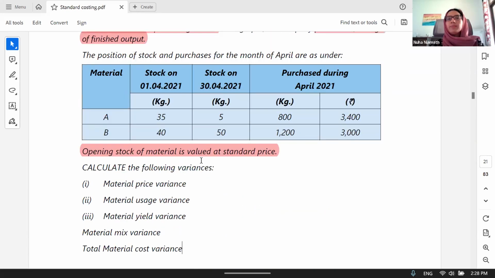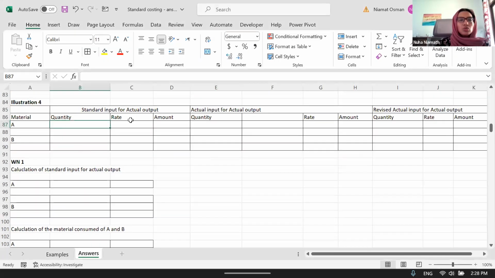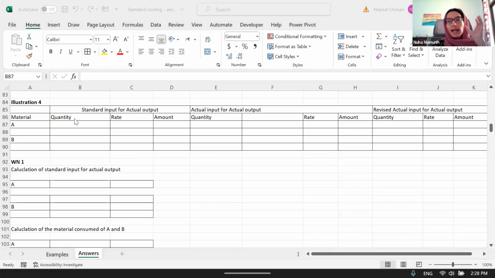So let's begin. Let's go to our Excel. What we have learned is that first we will always look at the standard input for the actual output, then the actual input for the actual output. And now because we have to calculate mix variance and yield variance, we will also have to calculate something called the revised actual input for the actual output. Okay, that is the mix. We change the proportion of it.